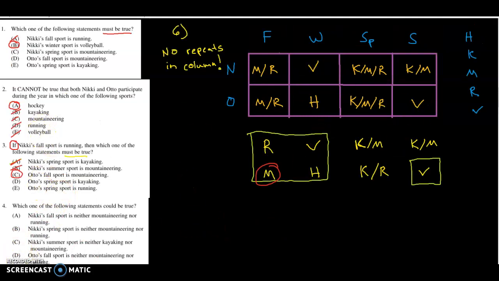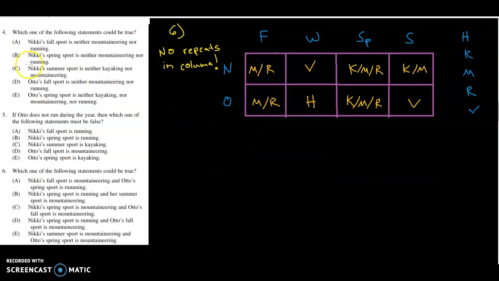Okay, let me pause this video here for a moment, and let me rearrange the screen so we can handle the remaining 3 questions. Okay, we're back. Let's do this one. Which one of the following statements could be true? All right, so in other words, does not break any of our rules. It's something that's possible. They didn't give us an if, so we don't need to make any new sketch. We just look at the sketch that we have. And let's just go down the line. We'll start with A. N's fall sport cannot be.